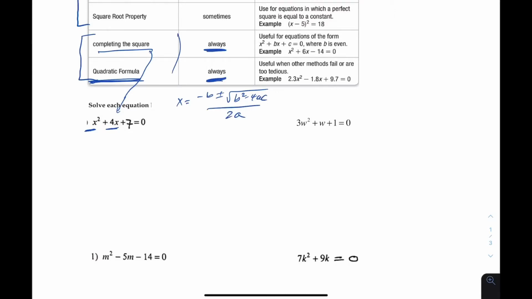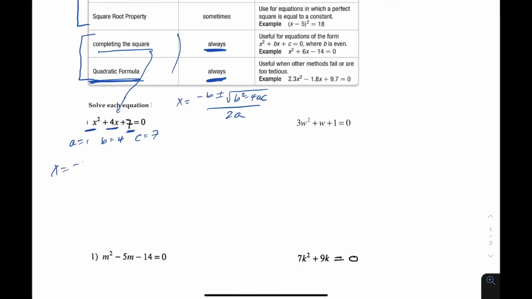So in here, we've got to know what each letter is. So a is the 1, the leading coefficient, or the coefficient for x squared. b is 4, the coefficient of the linear term. And then c is the coefficient of the constant, which is 7. Notice there's no x's here. It's the coefficient of the term, not the actual variable. You don't actually put the variable values there. So now let's sub this in.